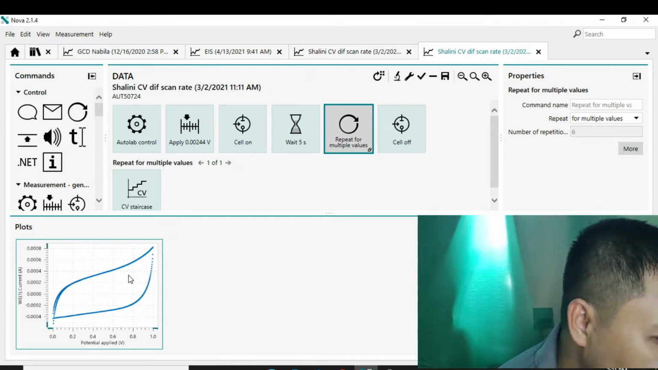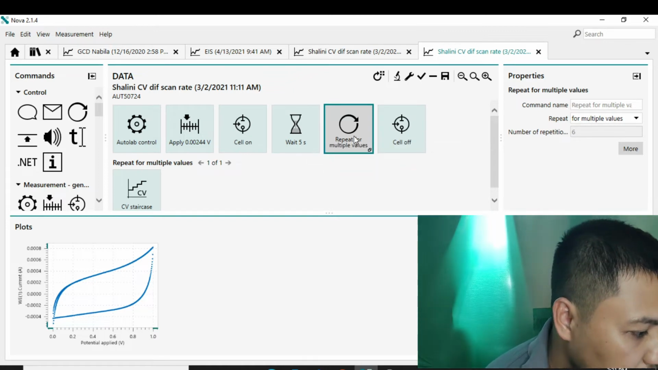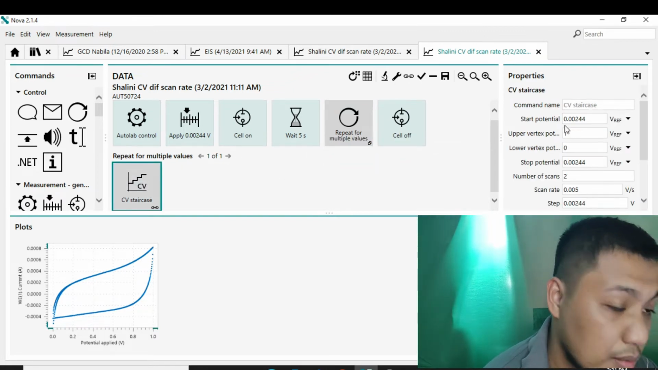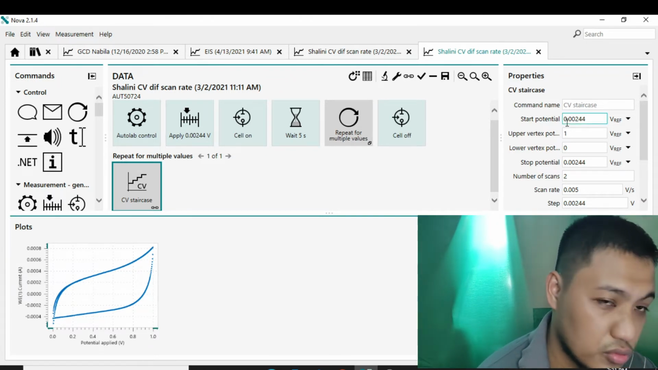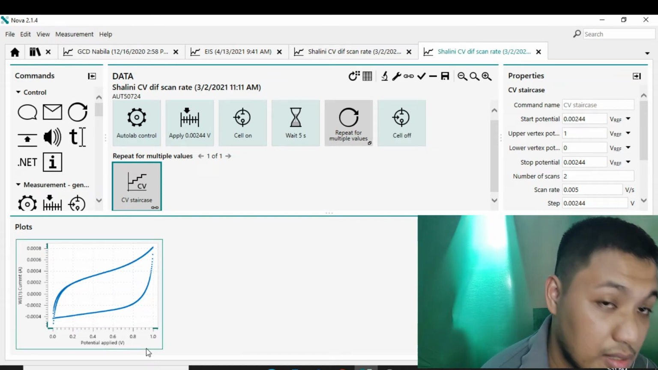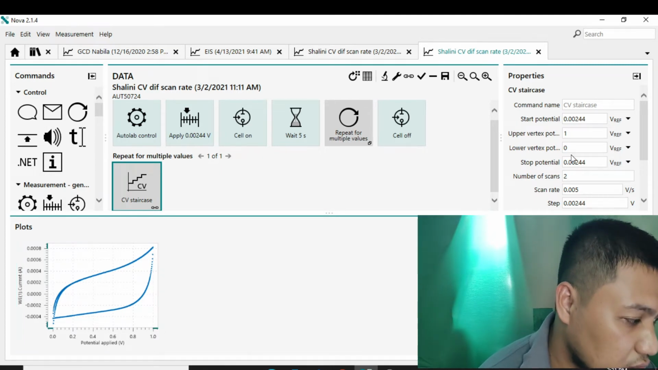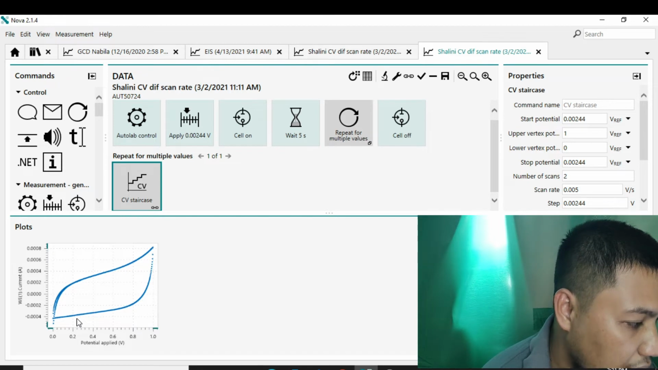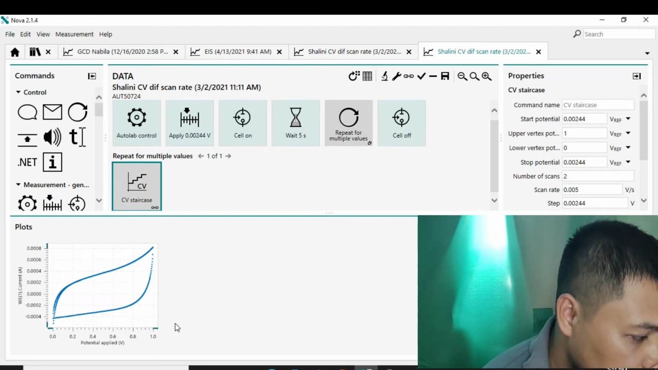So what you need to put for the CV, if you are using Nova software, you just click here, the CV staircase, and input the start potential. Normally we put 0 or 0.0002. Next, the upper voltage is 1, which is until what potential window you want to set. If until 2, just set upper voltage to 2. The lower voltage is 0 because you want to end with 0. Stop potential is also 0 because you want to end the potential at 0.